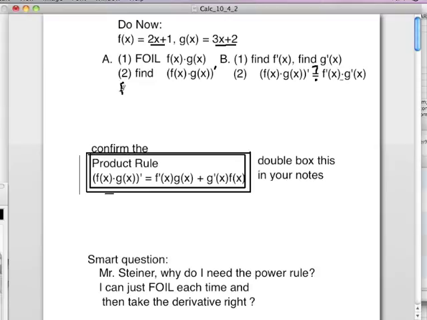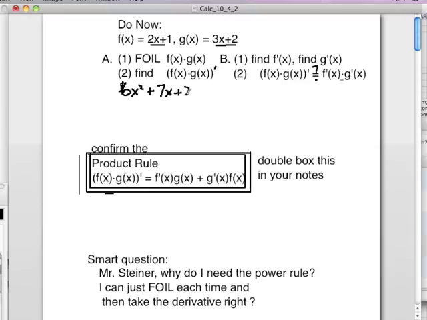It's 6x squared, and then we have 2x times 2 is 4, plus another 3x, so it's plus 7x, and 2 times 1 is 2.